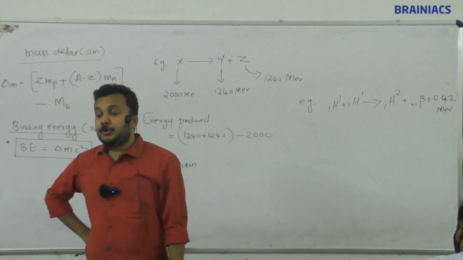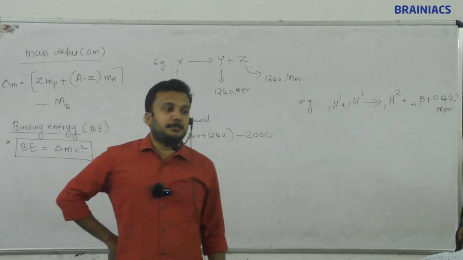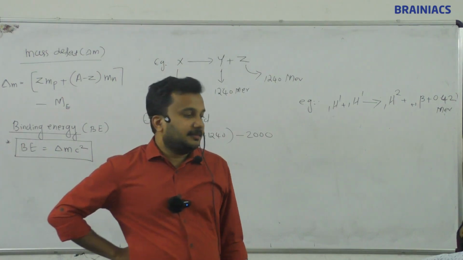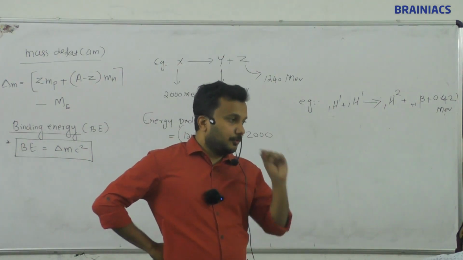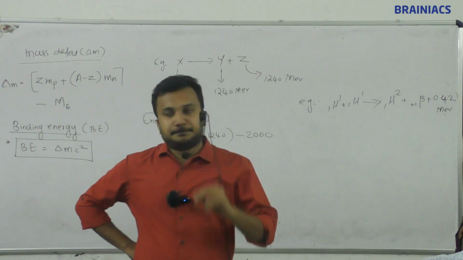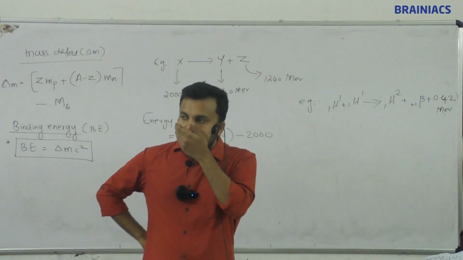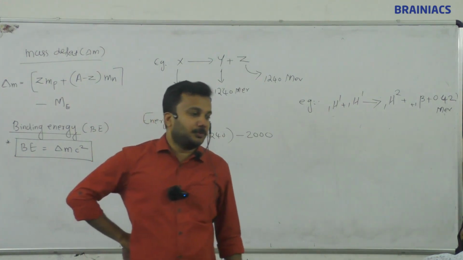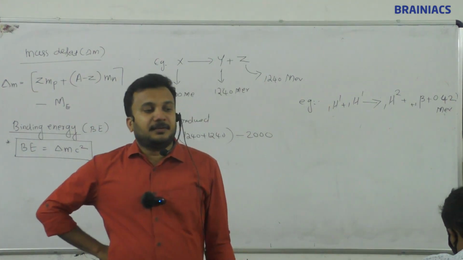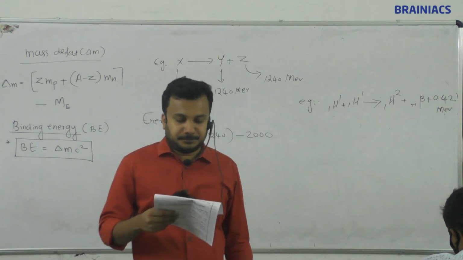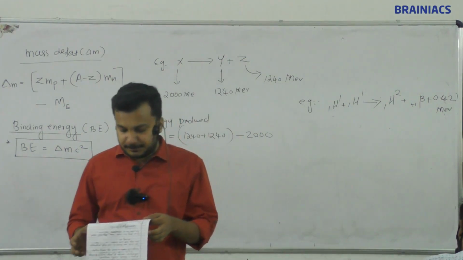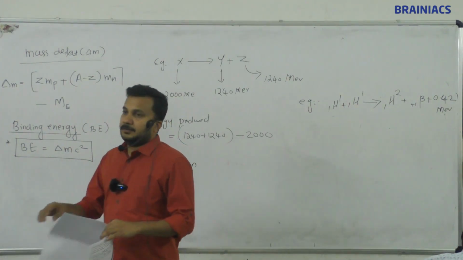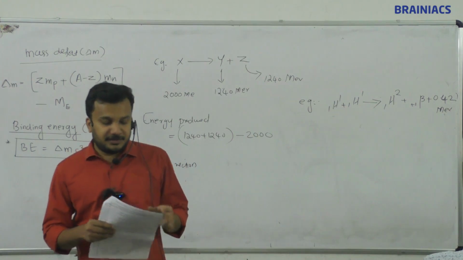Okay, so to overcome the binding energy between proton and proton, proton and neutron, the binding energy per nucleon, high temperature is required. Nuclear forces are short range forces.